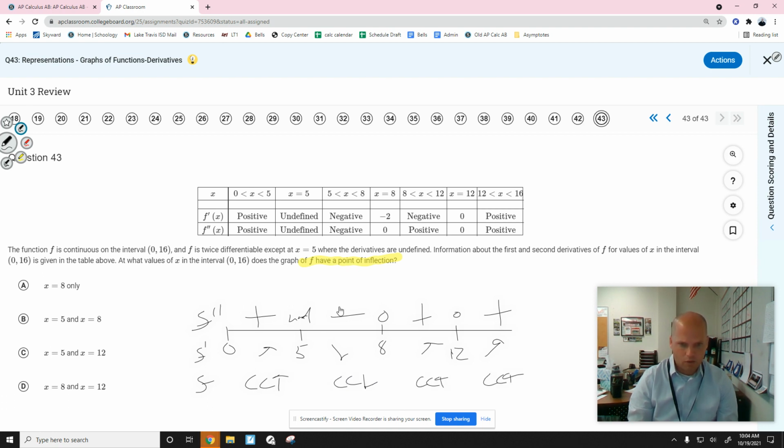Everybody's like, this, I guess it's not. No, 5 is a point of inflection. The concavity changes. 8 is a point of inflection. The concavity changes. 12 is not, because the concavity doesn't change. It's a point of no concavity, like x to the fourth has. 5 and 8. Now, if I asked you, when are we decreasing concave up?